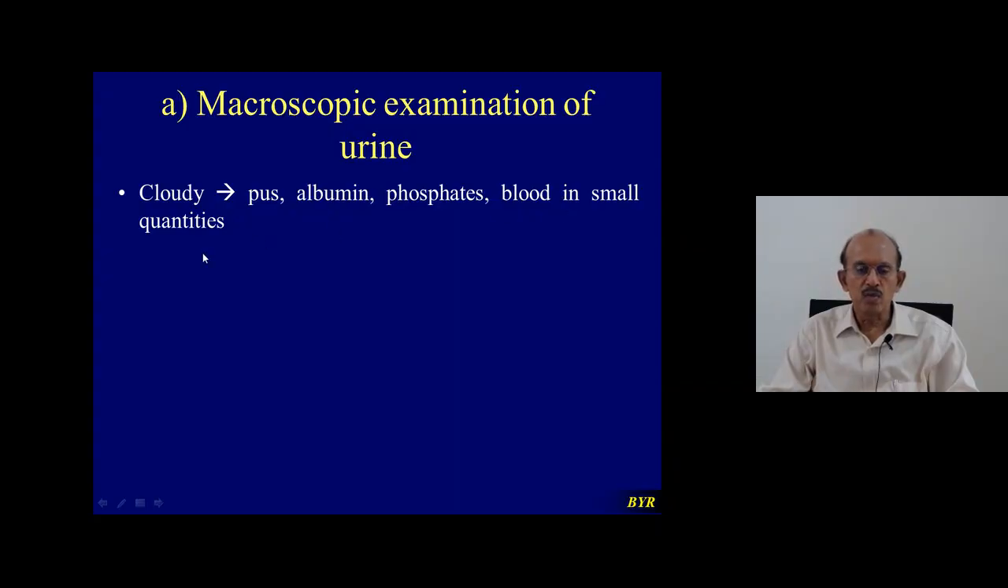Why does blood in small quantities produce cloudy urine? Because a little amount of blood will not cause coloration. For example, for a test tube full of water, if you just add half a drop of blood, it is not blood colored. It will be only cloudy. That means some haziness will be there in the urine. Unless some amount of blood is there, it can't impart the color.